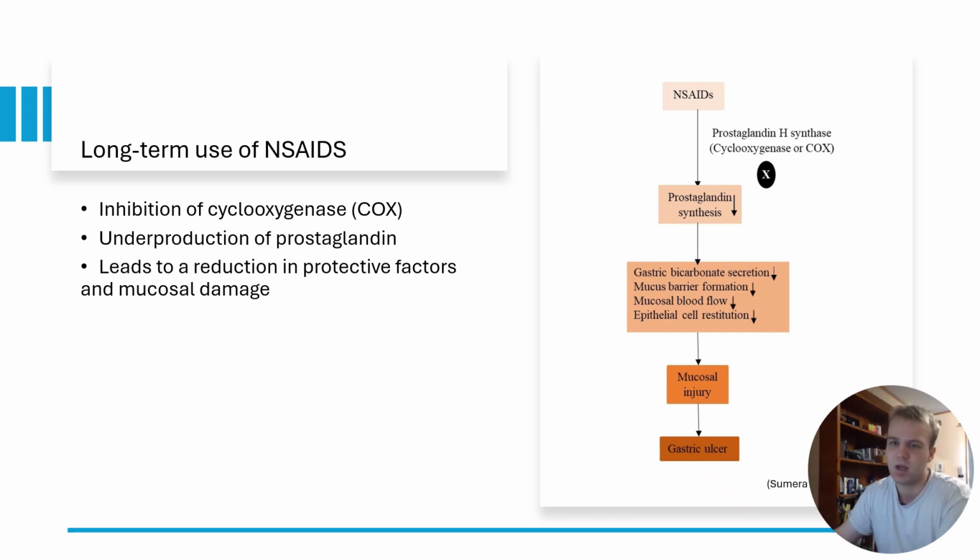So NSAIDs are a bit more complicated. As we talked about prostaglandins before, which are very important in maintaining the mucus layer, NSAIDs inhibit cyclooxygenase, which is a really important enzyme that produces prostaglandin fatty acids. So when it's inhibited, it can lead to a reduction in protective factors and damage to the mucosal layer, ending up with mucosal injury and then gastric ulcers.